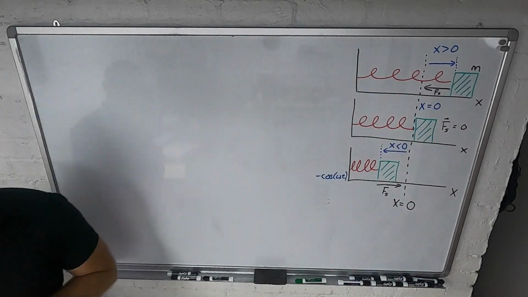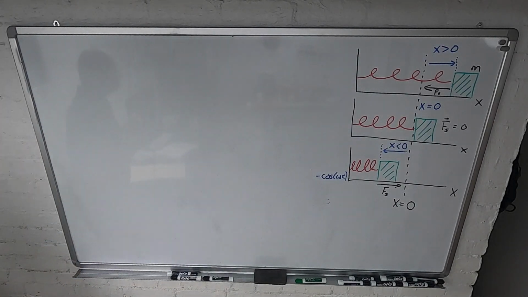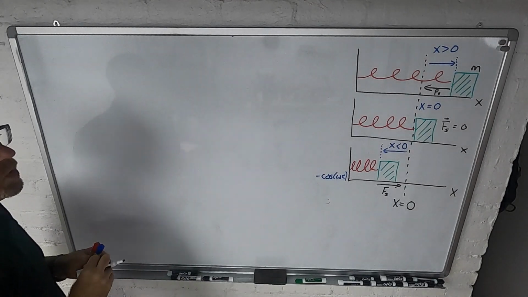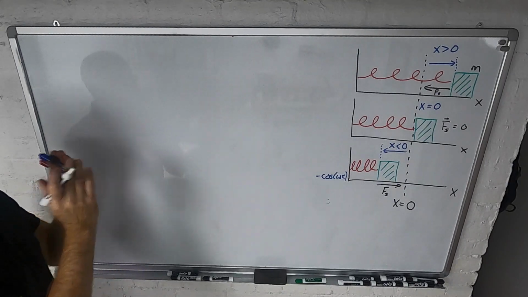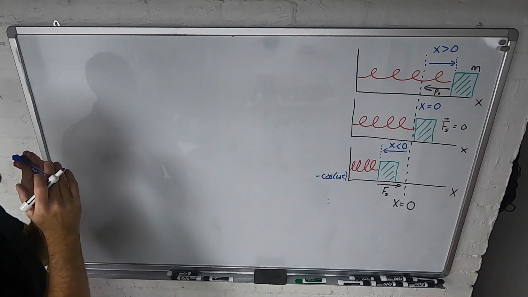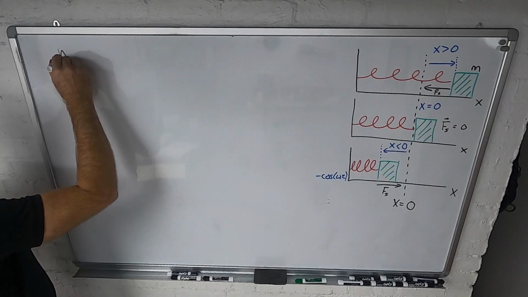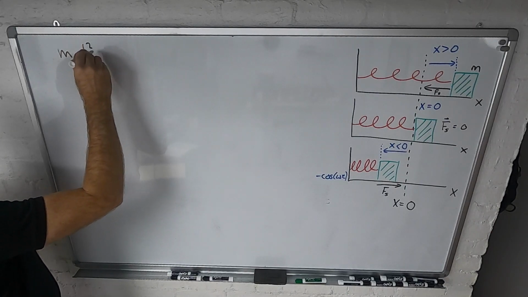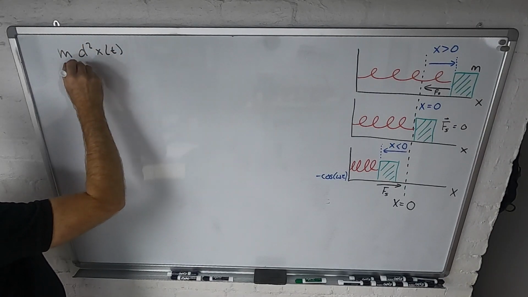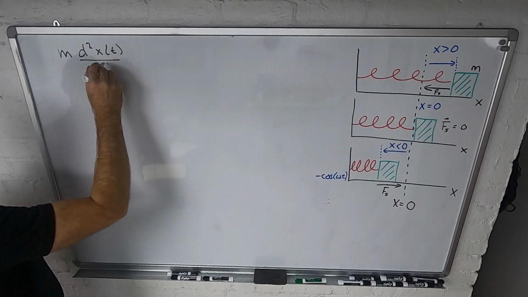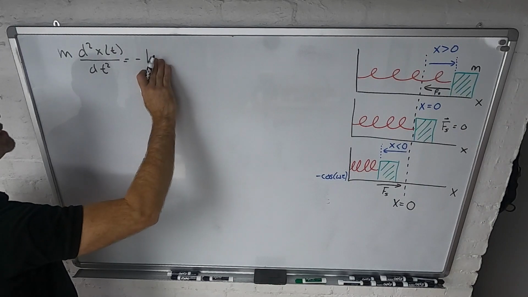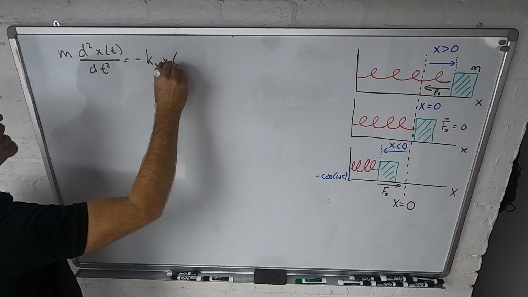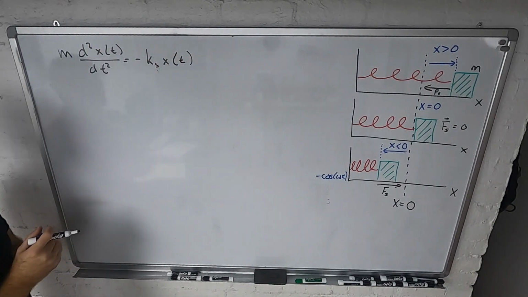Okay, so now I want to start again. So let's look at our problem a little more closely. We know we have the momentum principle. We know that that's a differential equation. It's a mass times the second derivative of the position as a function of time, d squared x over dt squared, and this is minus k sub s x as a function of time.